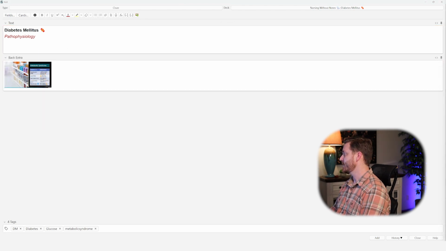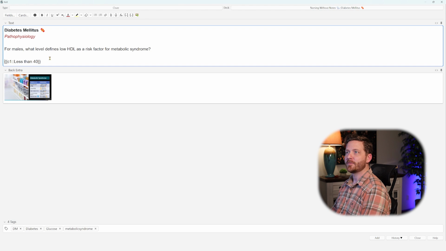Next up we have low HDL. So let's make cards defining what that is for both males and females. For males, what level defines low HDL as a risk factor for metabolic syndrome? I want to bold that, and let's highlight that to indicate this is what we're really looking for. So less than 40 is what it is for males.